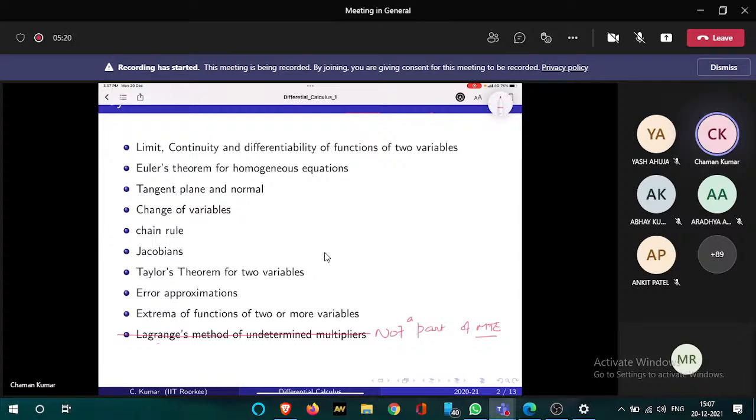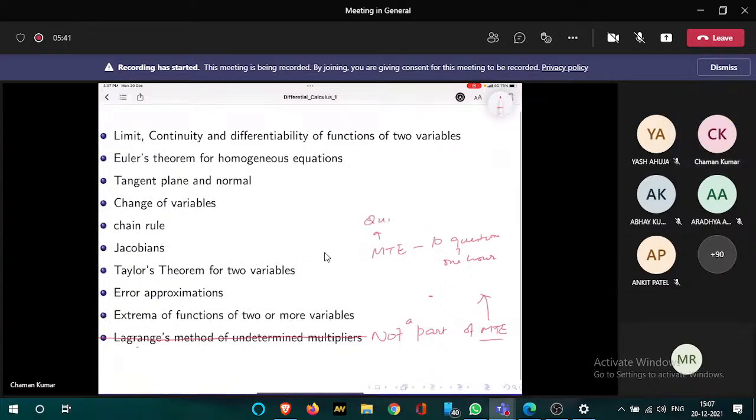You may already be aware that in the midterm examination you have 10 questions that you have to solve in 1 hour. Along with the MTE, there will be a quiz which will have 15 questions. This will be multiple choice, MCQ.